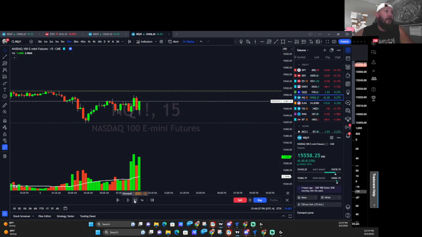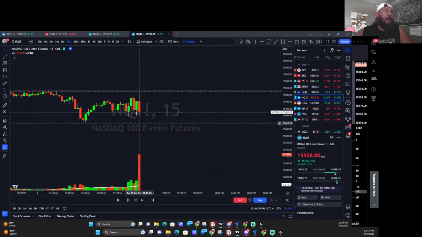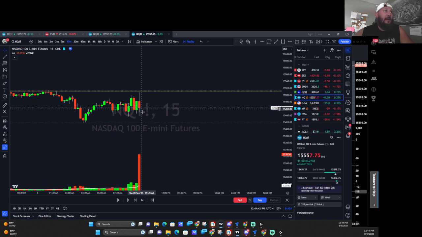Let me go forward one. What you will notice here, see how that went down and up? Okay, so it closed here. It opened here. It got as high as here, which was 15,508. It got as low as here, 15,451, and it closed right here. So that's why this is a red candle, because it opened here and closed here. Let's go forward again.